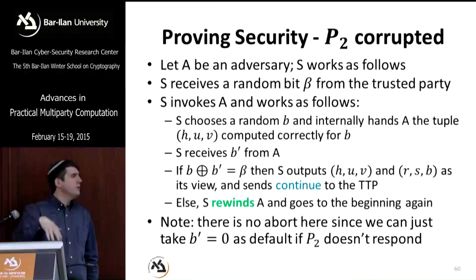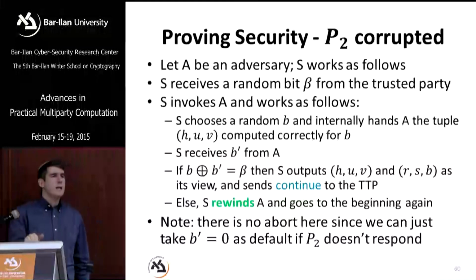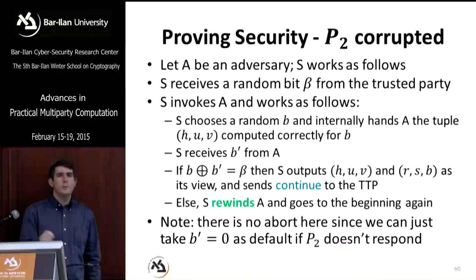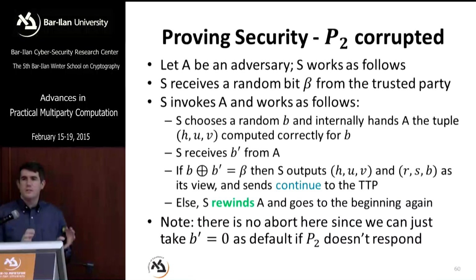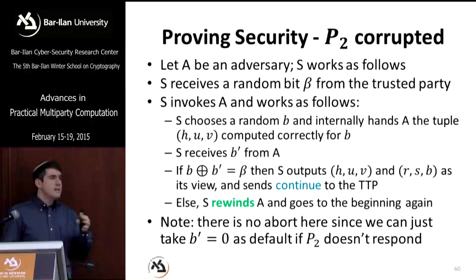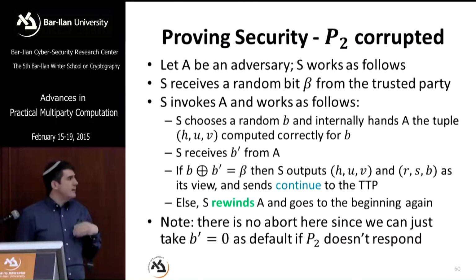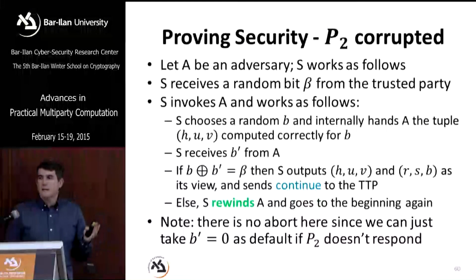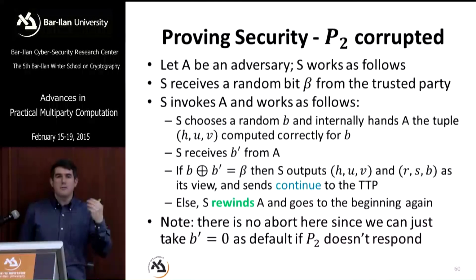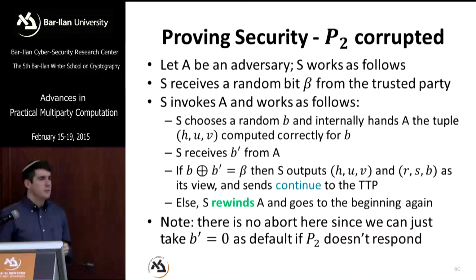And we continue over and over again. In this specific case, we don't have to take into account any abort, because there's only a single bit, and so we can always just assume that if P2 sends nothing, then it's going to be 0. So you just rewind over and over again until you succeed. You expect to succeed after 2 times, but it can take longer, but the probability that you'll have to do more than n times is going to be negligible in n.